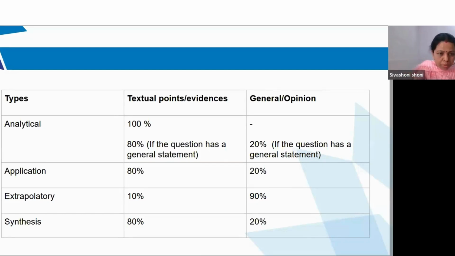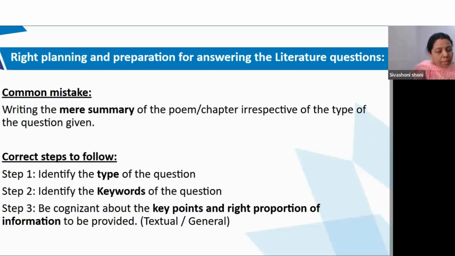So going back to the slide. Your first task is to read the question. You will rightly identify the type of question. If you are practicing from here onwards by going through a number of questions, and you rightly read it with the keywords, you'll be able to identify the type of question. So the first step is identifying the type of question.